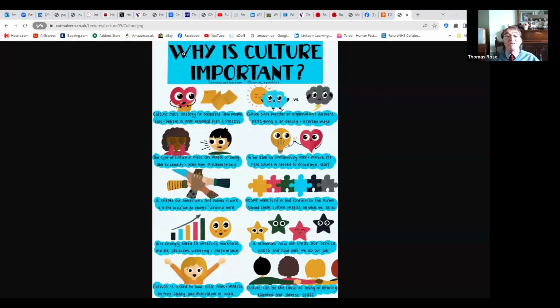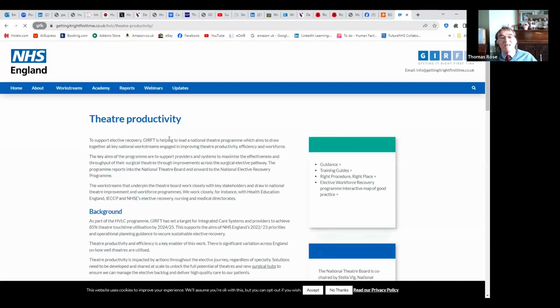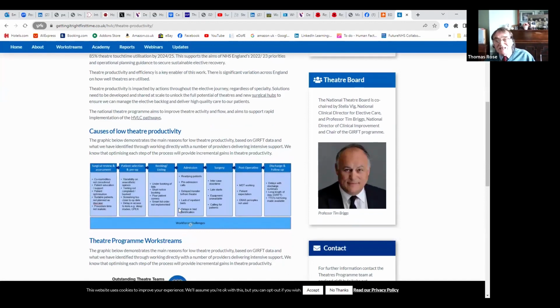One of my favorite writers is Sonia Sparkles. And she produces these little illustrations. I know Matthew likes all of these pretty pictures. I'm not very good at them, but that's a good one that illustrates your culture. And patient pathways is what your realization system is there for. And this is just an example. And I'm going to come back to this patient pathway.